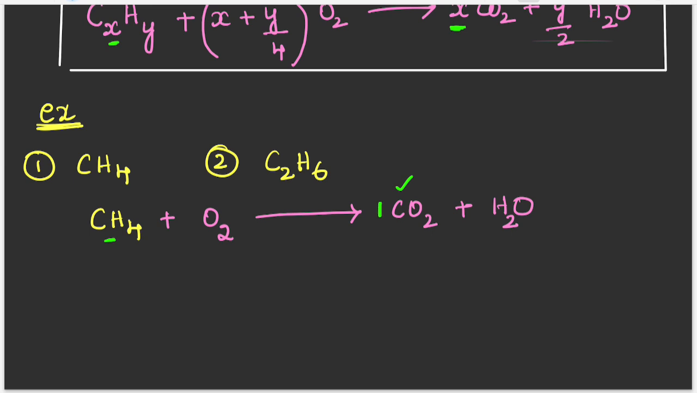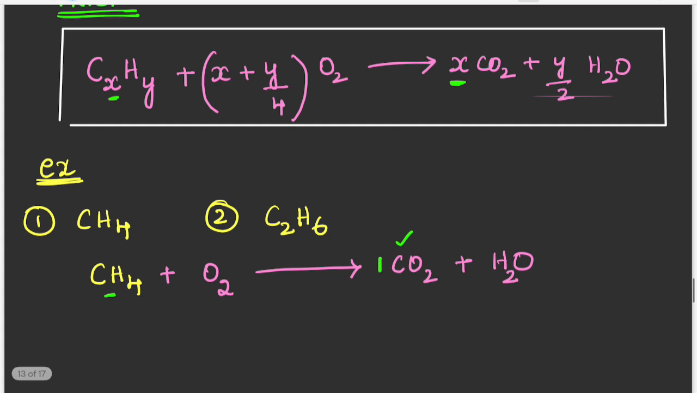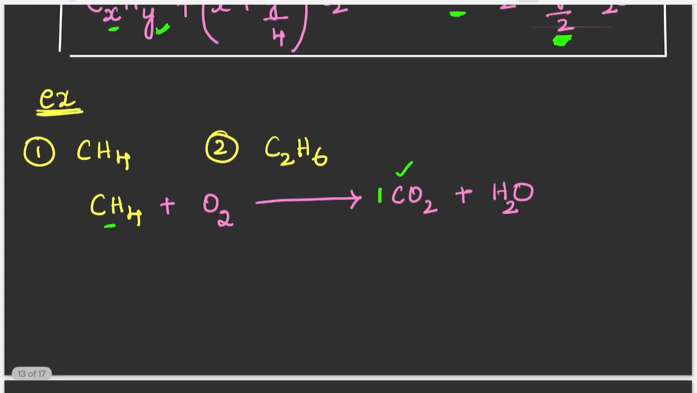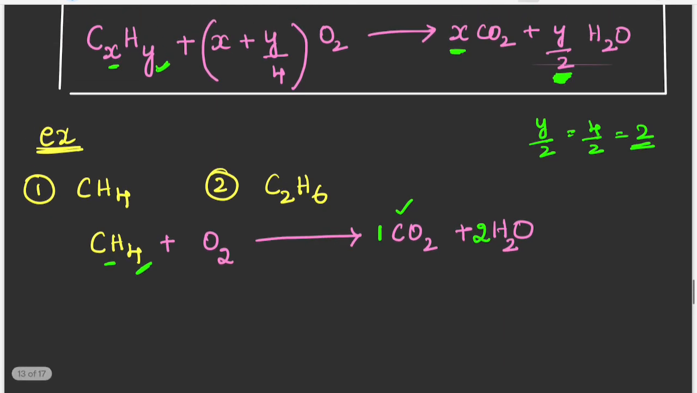Second, we have to balance hydrogen. To balance hydrogen, we have to use y by 2. So y is present here, and here y is 4. So y by 2, that is 4 divided by 2, you will get 2 as the answer. So here you will be writing 2 times water. So carbon is balanced, hydrogen is also balanced.